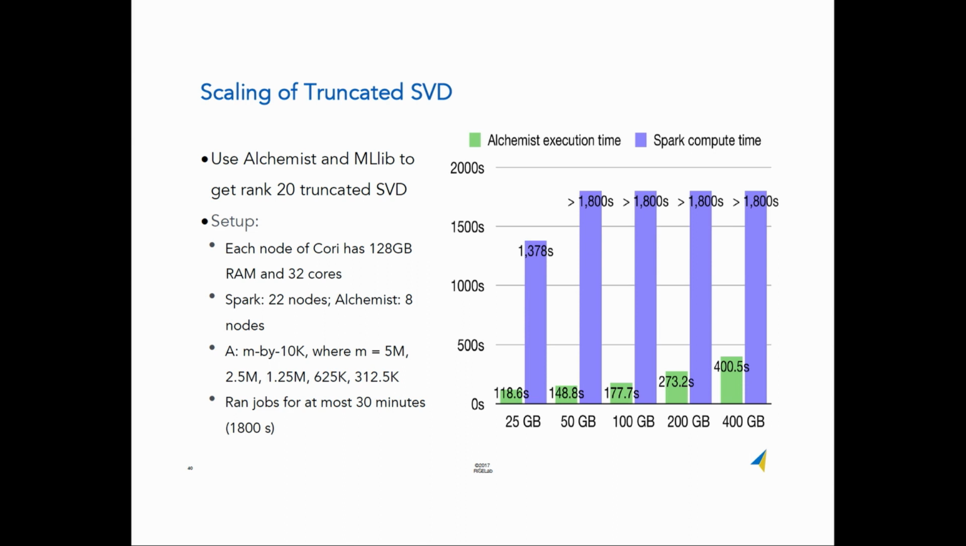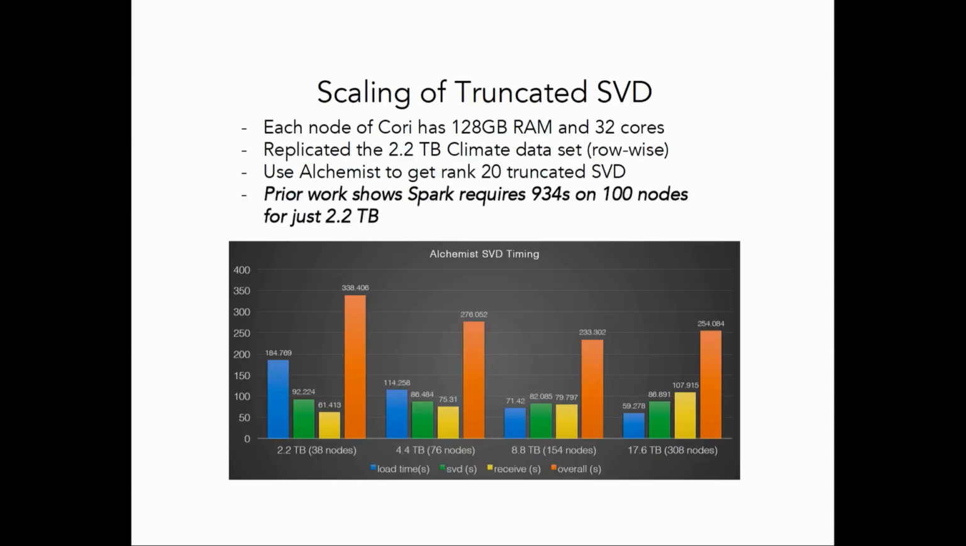So one, that's remarkably good, and it's better than extremely bad. So we have 2 pluses going for us. This is 2.2 terabytes. This is 4. This is 8. This is 16 or 17.6. And just in the interest of time, I'll not go into the details except to say blue is load, green is SVD, receive is yellow, and overall.